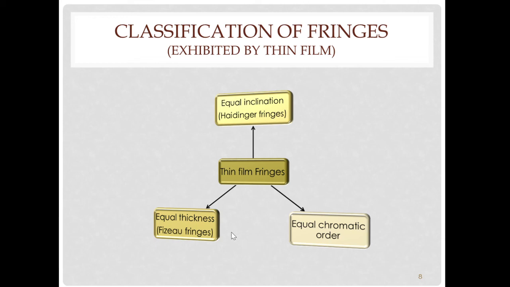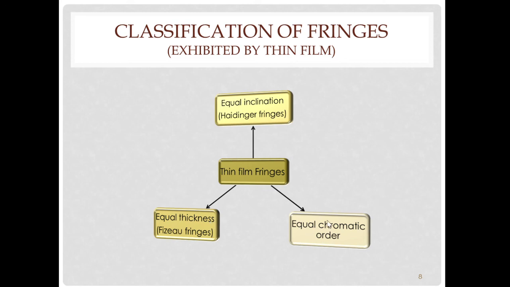And Fizeau fringes are fringes of equal thickness. In this case, the angle of refraction r and the wavelength lambda remain constant. Then the path difference depends on the optical path mu t. Such fringes are called fringes of equal thickness. Some examples include Newton's rings and wedge-shaped films.